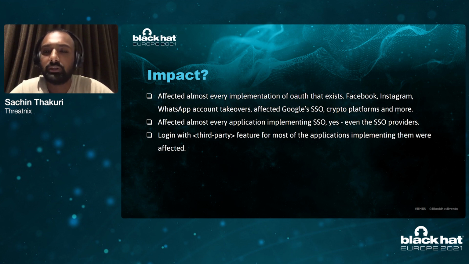Due to the nature of the design of OAuth, almost every implementation of OAuth that exists was vulnerable. Using the bug, we could take over Facebook, Instagram, and WhatsApp accounts. The bug also affected Google's SSO, which means Google products using Google accounts' central authentication were also vulnerable. Cryptocurrency platforms, social networking platforms, e-commerce platforms, and more. In today's modern applications, it's very rare to find an application not using OAuth. So let's just say the numbers were very high.